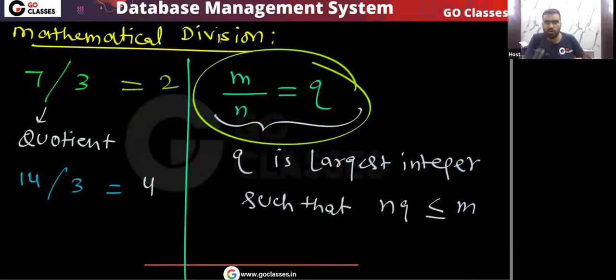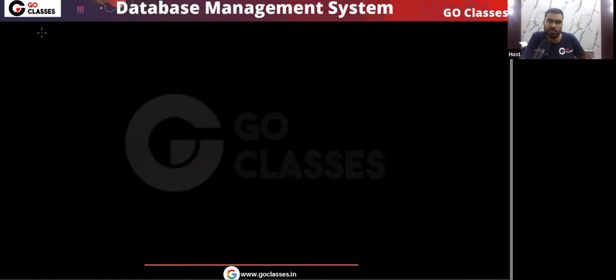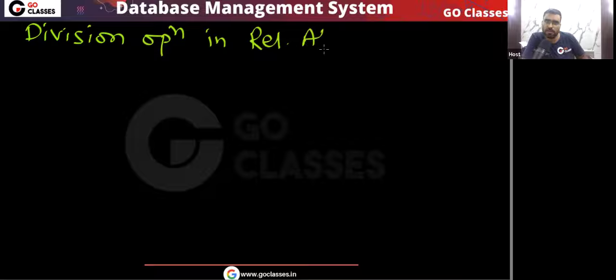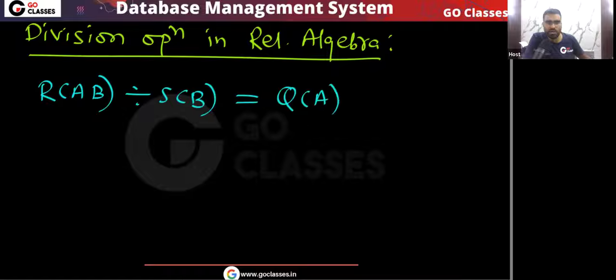So if you have m divided by n equal to q, then q is the largest integer such that nq is less than or equal to m. The same thing you can say for division operation. Now let's come back to division operation in relational algebra. If I have r divided by s, the result will be q. What can you say about this q?